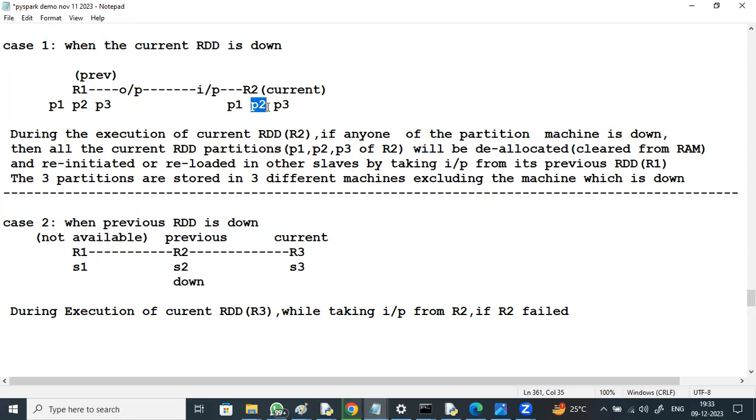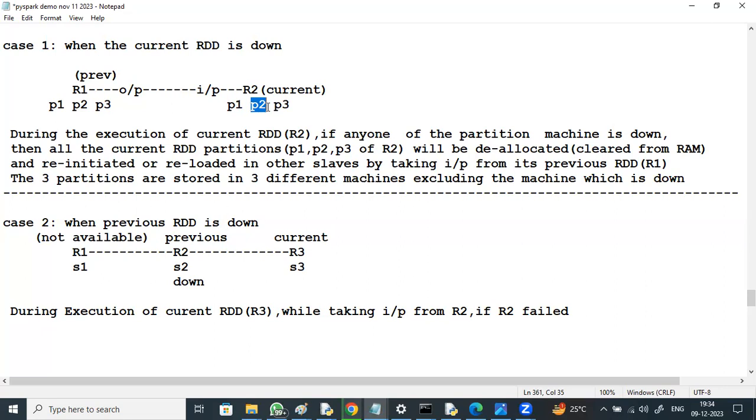Sir, R2's partition 2 is different from R1's P2 partition, right? Both are different. From R1, R2 got created. From R2, R3 will be created. From R3, R4 will be created. Do you think all the RDDs will have the same number of partitions? No, it will not.